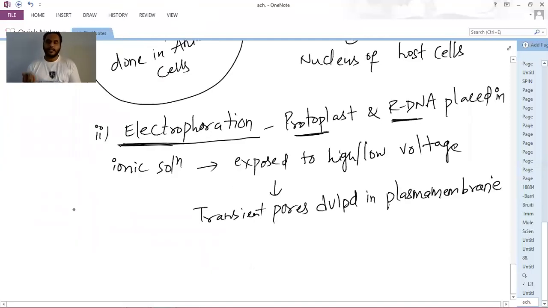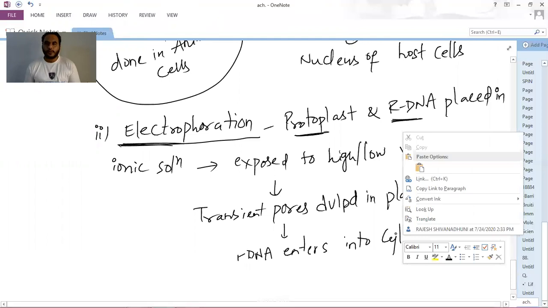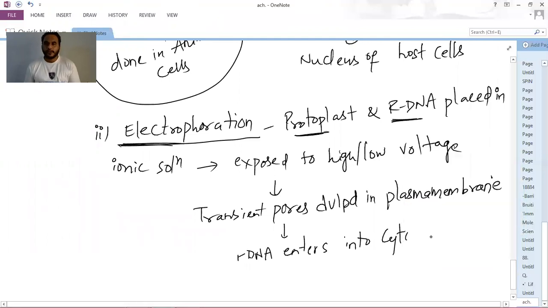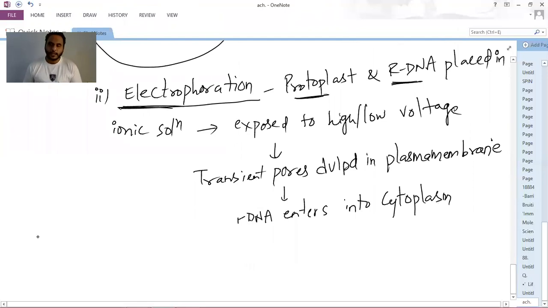Further, the rDNA enters into the cytoplasm of the host cell. This is one more method. Next, a third method is also there.